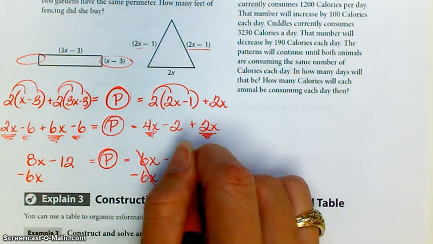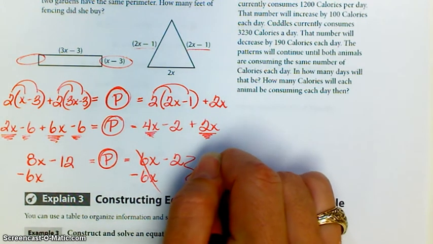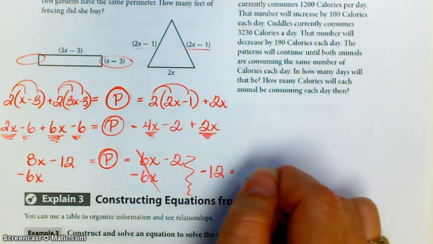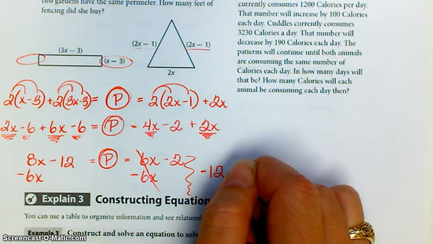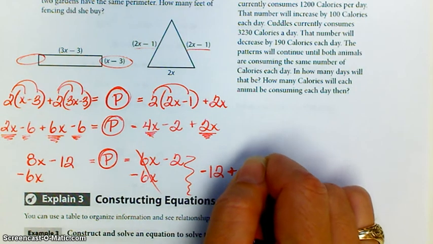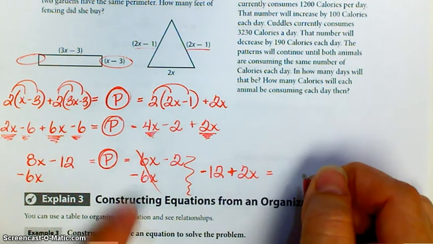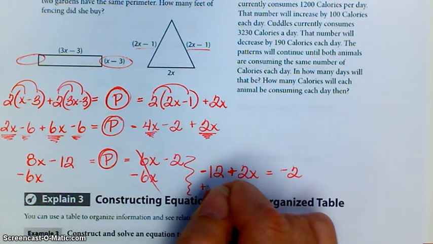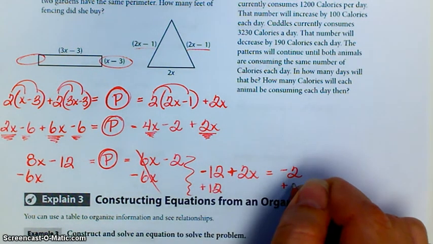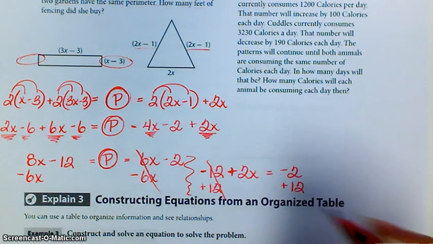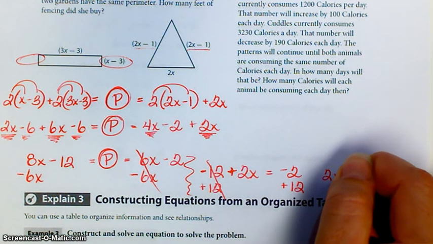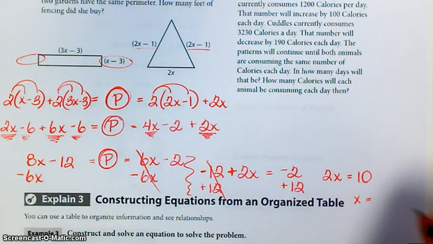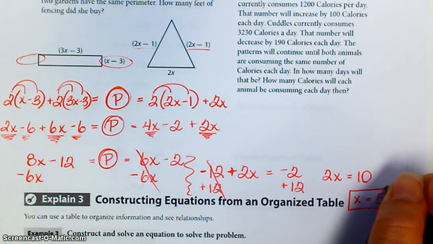All right, on the left-hand side now, I have negative 12 and 2x. And then on the right-hand side, that's going to equal negative 2. Okay? And then I'm going to say plus 12, both sides. It's going to get rid of that, and that's going to give me 2x on the left-hand side, 10 on the right-hand side. A little math will show me that x equals 5.